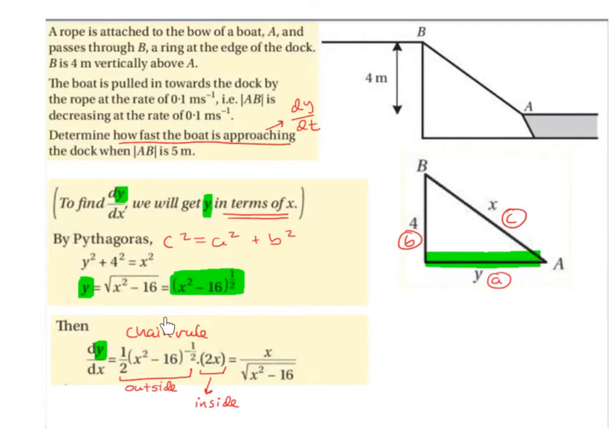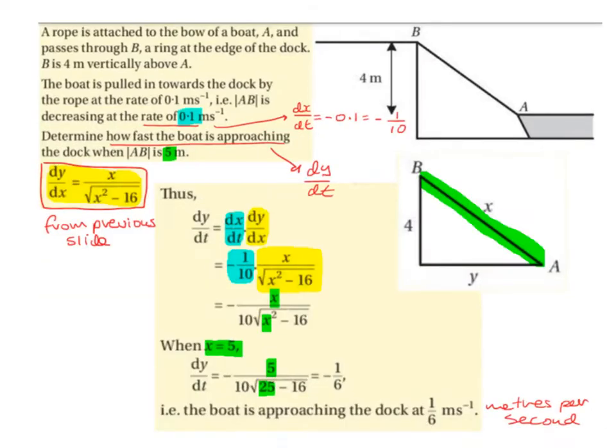If you're finding this part tricky, you might want to have a look over our indices videos or our chain rule videos. So in our previous slide, we worked out that dy dx is x over the square root of x squared minus 16. So dy dt, which is what we're looking for, we're trying to determine how fast the boat is approaching. So if this is y, and we're interested in how fast the boat is getting in towards the dock, we're looking for dy dt. So the rate of change of y with respect to t.